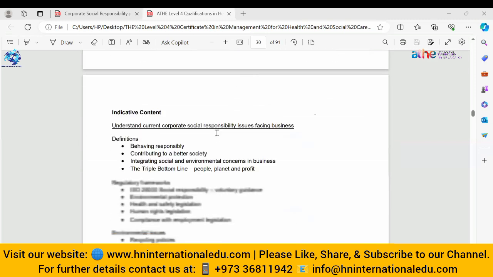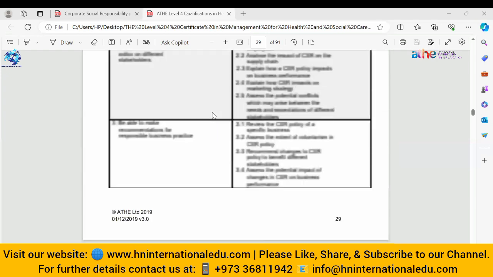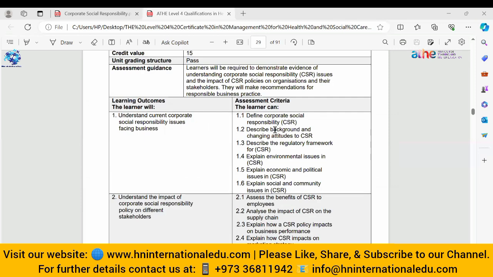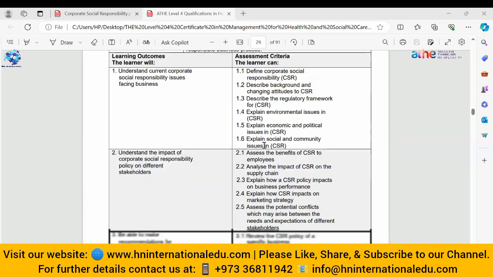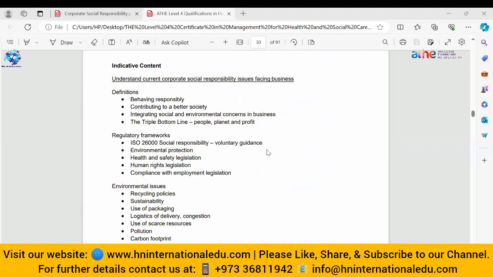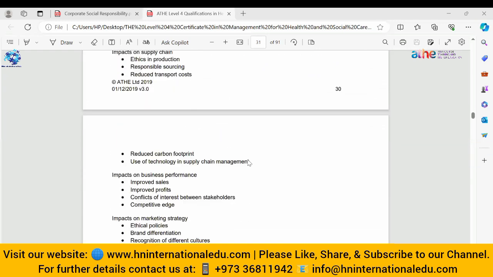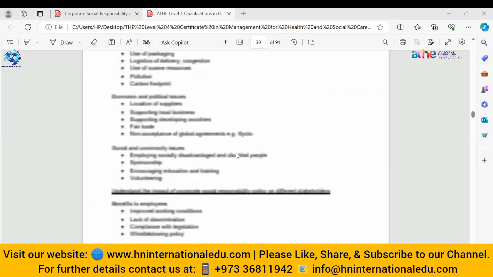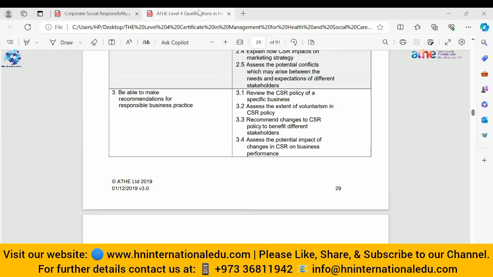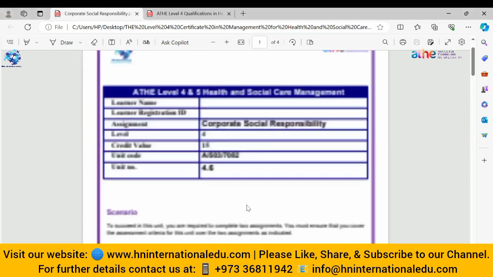So right underneath the specification, you can find the indicative content directly, whatever is written in the assessment criteria. That is, for example, in 1.1, it is written define corporate social responsibility. So they have given the aspects through which we can explain the definition. And in the same manner, I have explained in the slides as well, and so on. And again, you have to focus on the command verb as well, because that's the main and true sense.